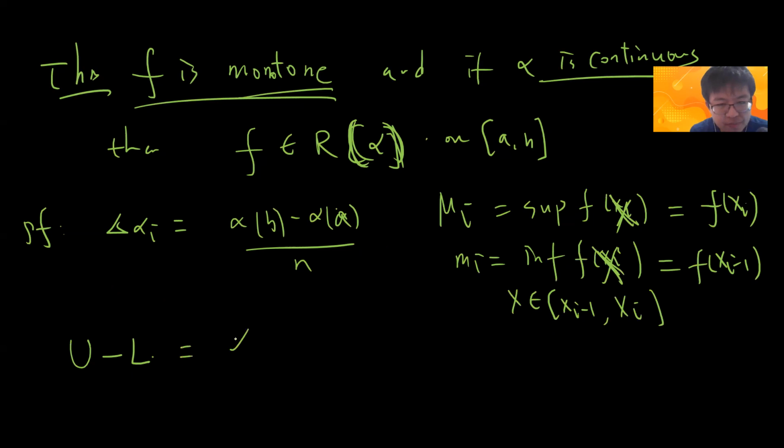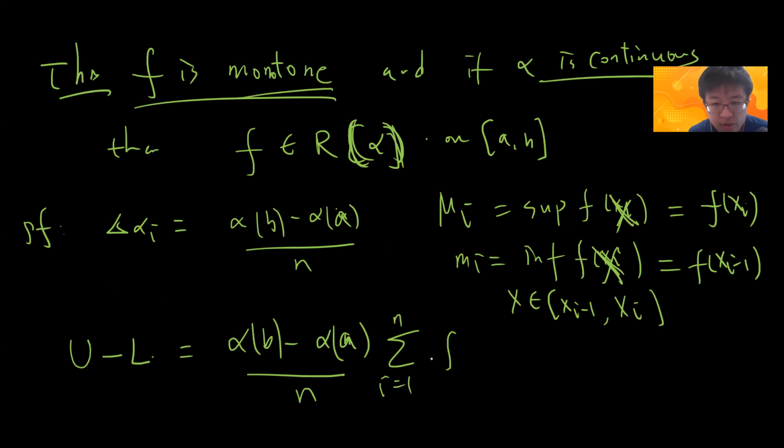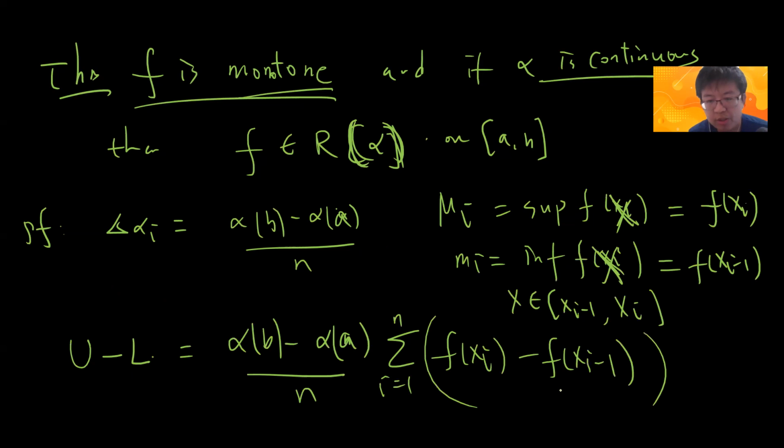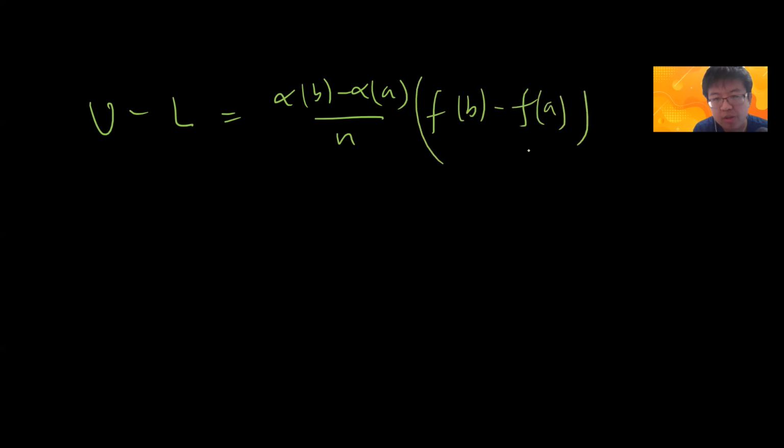Just alpha b minus alpha a divided by n, and the summation of i from one to n of f(x_i) minus f(x_{i-1}), right? And this is just discrete. So each term cancels. So finally, your upper sum minus lower sum is just (alpha b minus alpha a) divided by n times (f of b minus f of a), because the two sides cancel, and then this can be arbitrarily small, less than epsilon, by n increasing. So if n increases to infinity, this can be arbitrarily small.